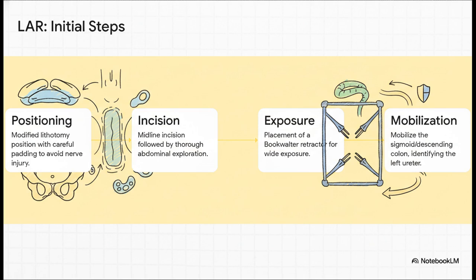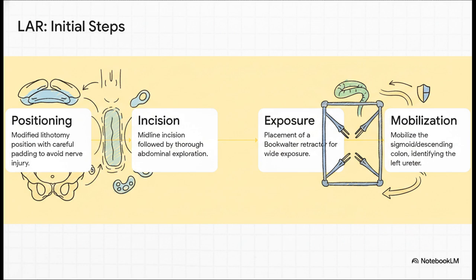So the procedure starts with the patient in a modified lithotomy position. We have to be meticulous with padding to prevent any nerve injuries. After a midline incision, we do a thorough exploration to make sure there's no unexpected metastatic disease. Then we get a Bookwalter retractor in for exposure. The first big step is the medial mobilization of the sigmoid and descending colon. And the key landmark here, the structure you have to find and protect, is the left ureter.